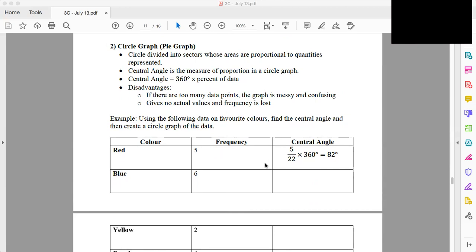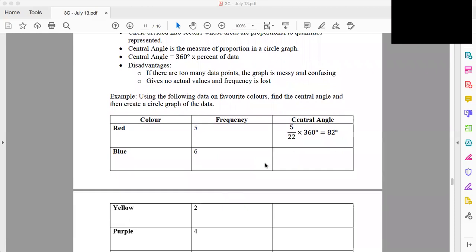A disadvantage is that if there are too many data points, the graph is going to look messy and confusing, and it gives no actual value. It doesn't give you an actual number. It just gives you an angle, and you kind of just say, oh, approximately 10 people liked blue. So it doesn't give you the exact number, and that's an issue with this.